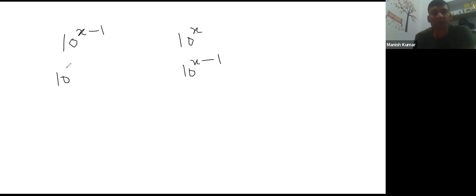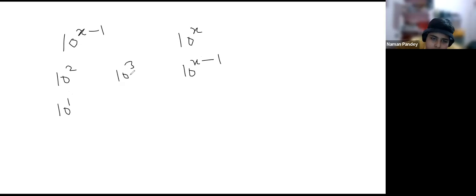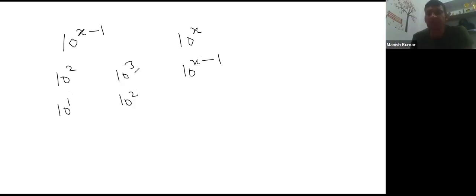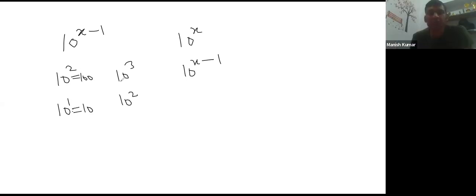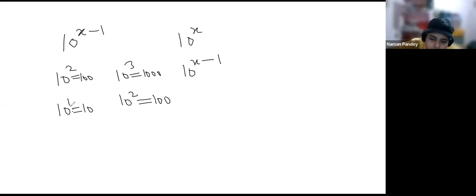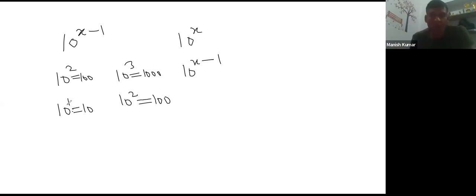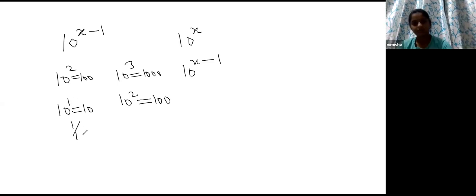Suppose I am taking 10 to the power 2. Now it will be 10 to the power 1. If I am taking 10 cube, then it will be 10 square because we are decreasing the exponent by 1, isn't it? So this is 100 and this is 10. If this is 1000, then this is 100. What is the first option written? 1/10 of the previous number, isn't it? Yes. Because this is 1/10 of 100.